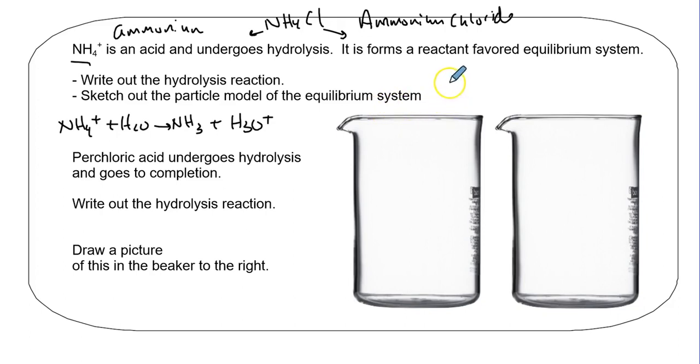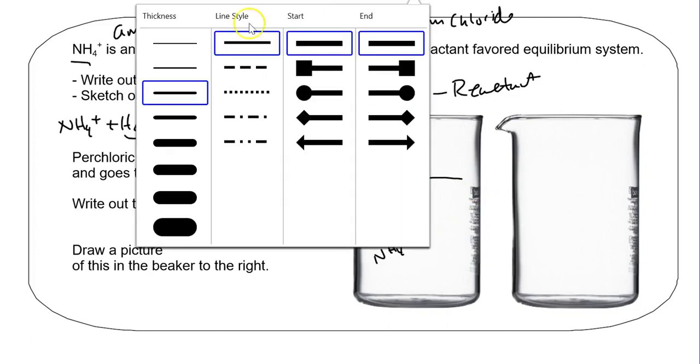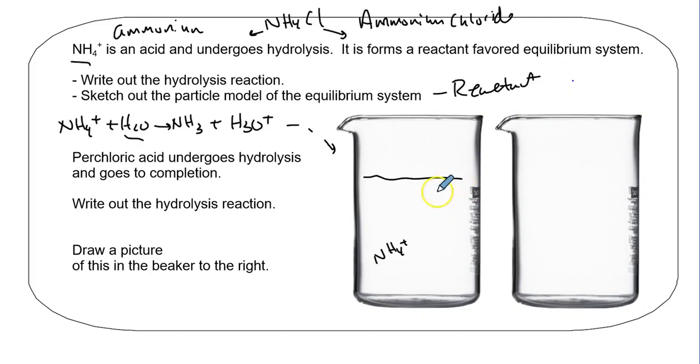Okay, now this is going to be very much reactant favored. So we can start to figure some of this stuff out here. So I've got a beaker, and I'm going to draw pretty much all reactant here. So I'm going to go NH4 plus. I'm not going to draw the water because the whole beaker's water. And then I'm going to draw out some products. We'll give a different color.